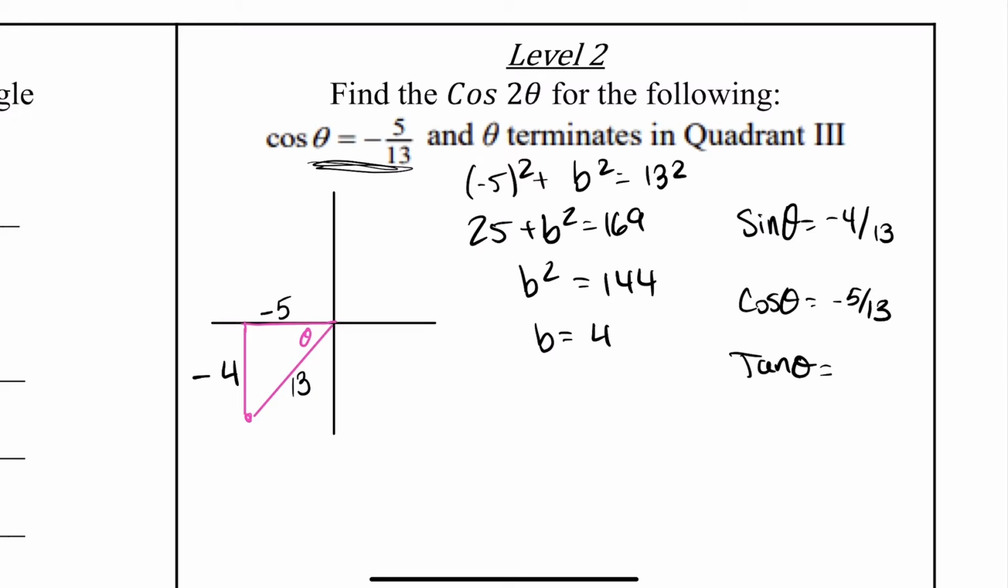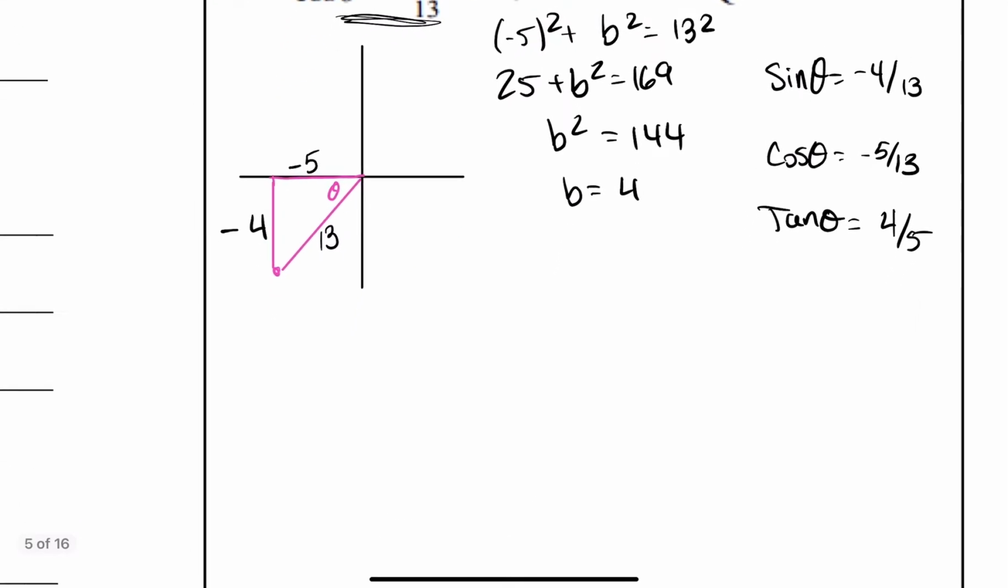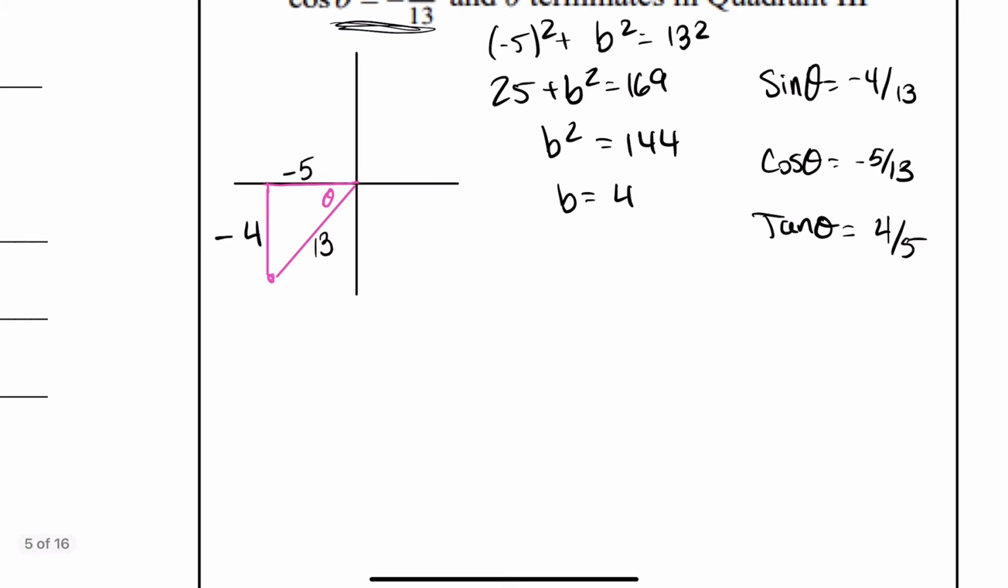And last is tangent of theta, that's the y divided by the x, or the opposite over the adjacent. In this case, the opposite and the adjacent are both negative. Negative 4 and negative 5. So negative 4 over negative 5 cancels out and just gives us 4 over 5. But that brings us to the situation that we can now answer our question.